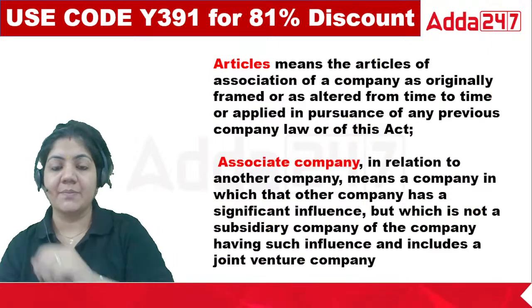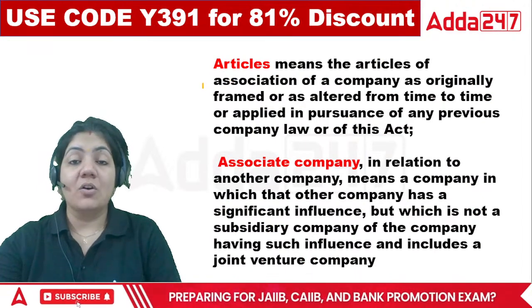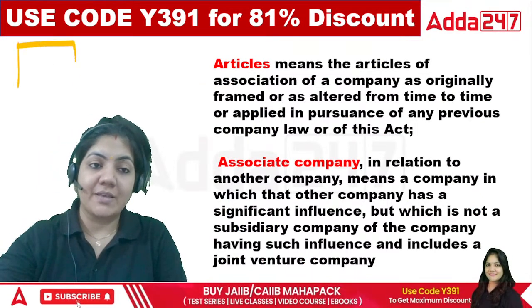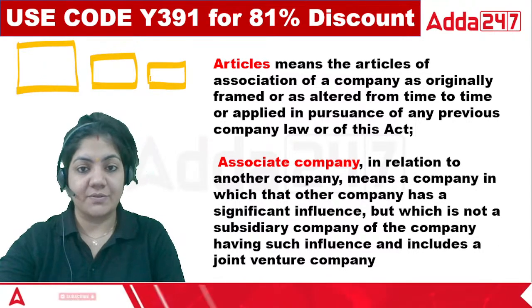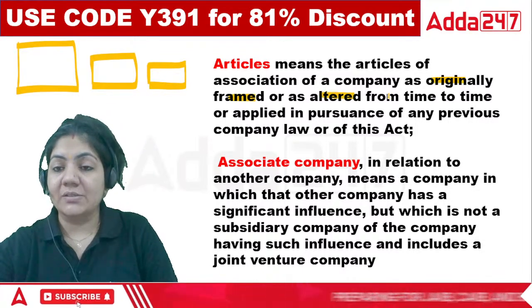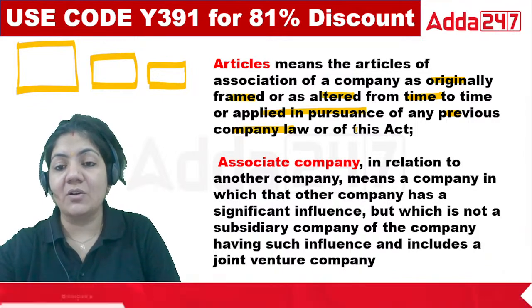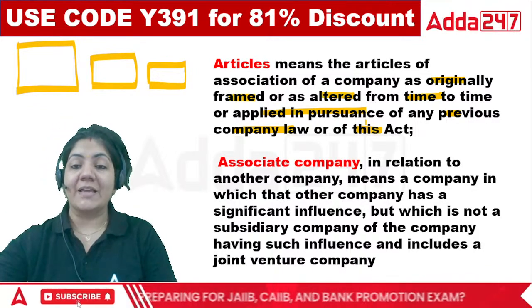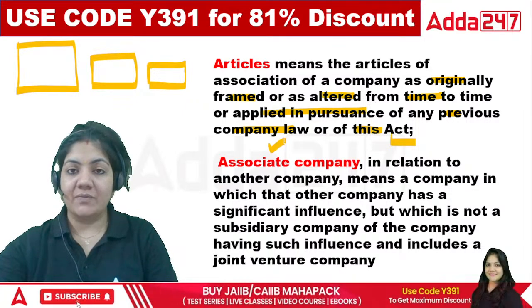Okay, next. What are articles? Articles is basically the Articles of Association. If this is the Company Act, this is the Memorandum of Association, and this is the Articles of Association. It means the articles of association as originally framed or altered from time to time, or applied in pursuance of any previous company law or of this Act. This Act means 2013, and the previous company law means the 1956 Act.